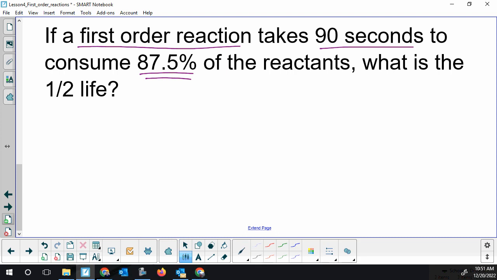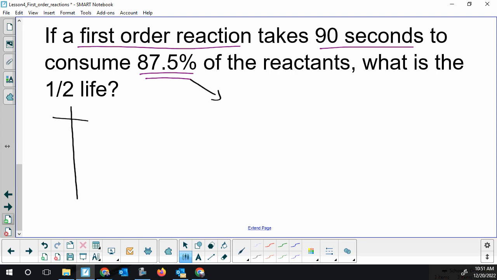So there's a fair number of ways you could tackle thinking about this. I'm going to do it sort of by brute force, but you can come up with shortcuts and other methods for doing this. So we kind of rebuild that table and think of, okay, how many half-lives do we have? So we have 87.5% consumed. So we have to think of what's left.